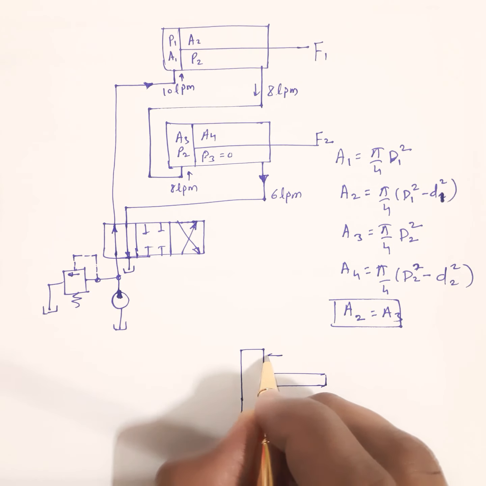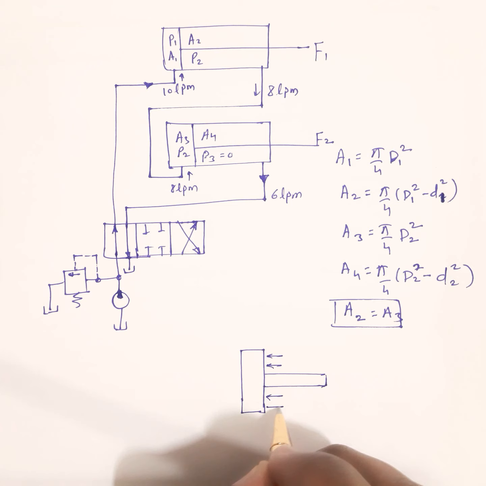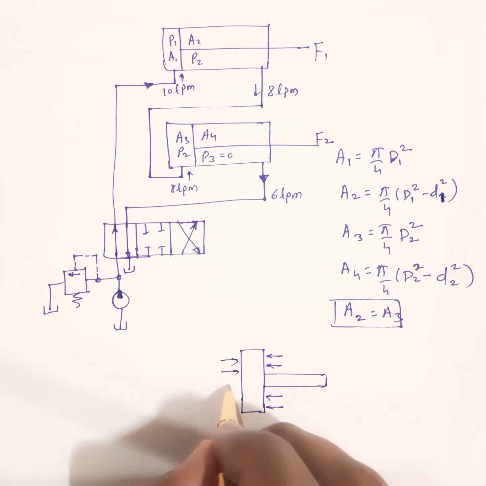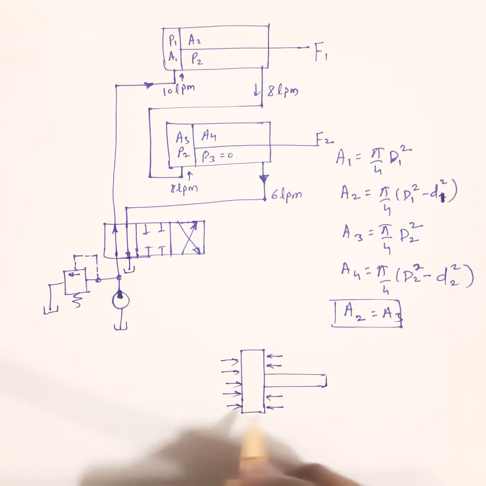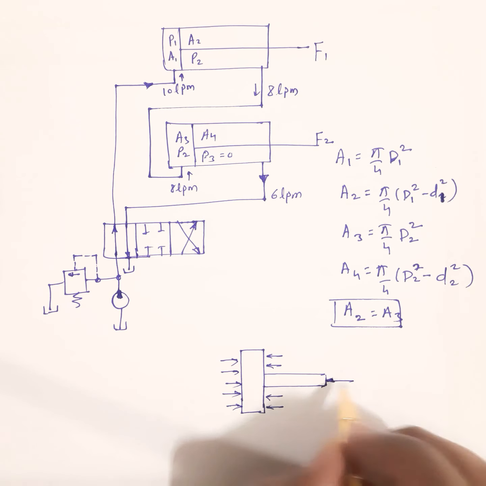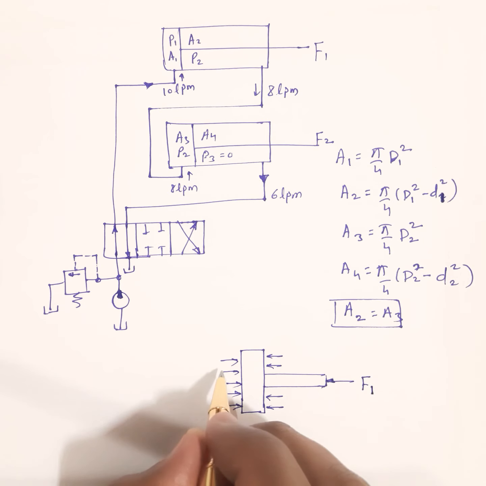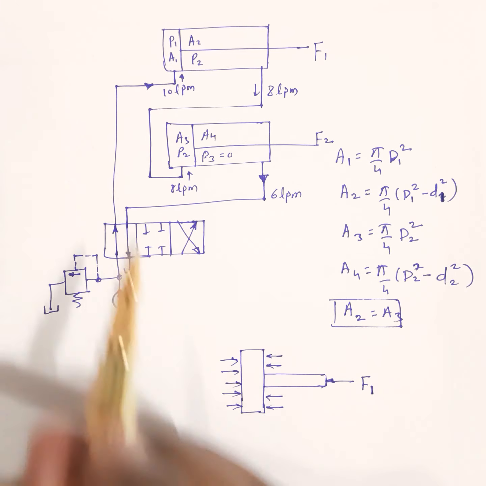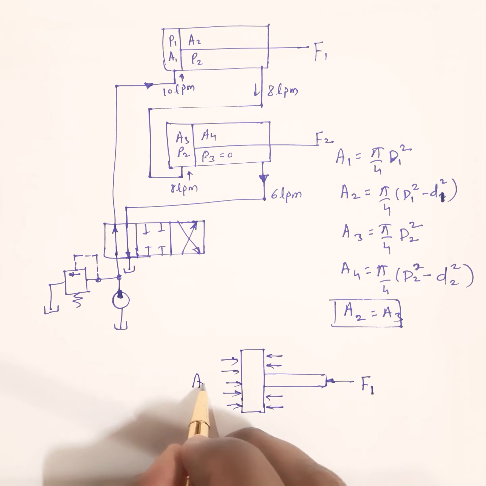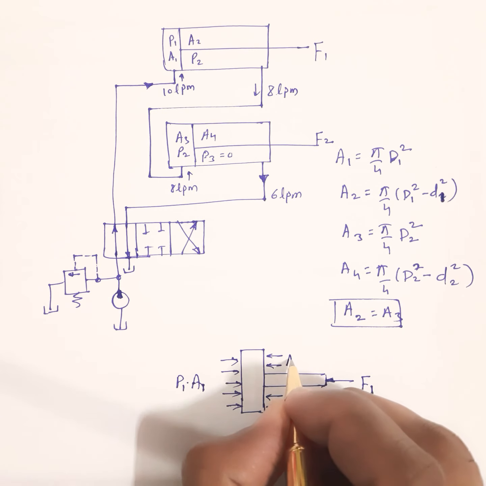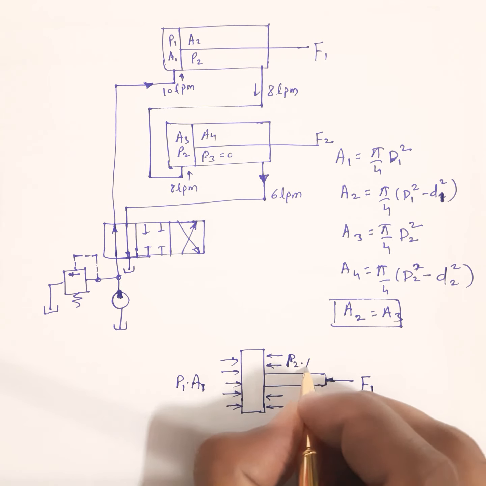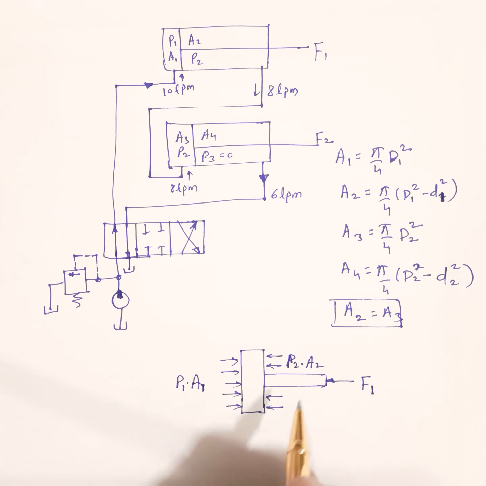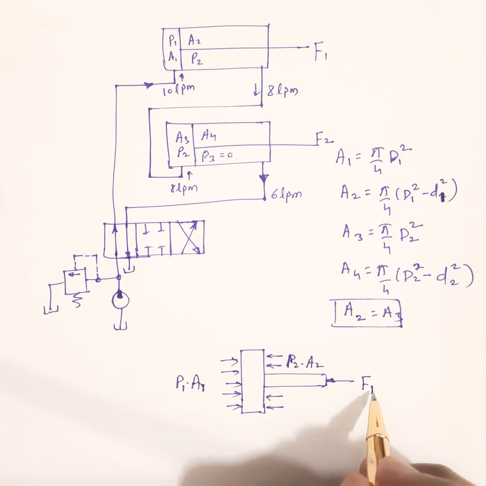Okay, so let us say this is piston 1, and here the opposing force is acting, and here this force is acting to move the piston in the forward direction, and here this force F1 is acting. So this force is nothing but pressure into area. Now here pressure is P1 and area is A1. So we will put P1 into A1 as the force. Here P2 into A2 is the force at this side, and here this is our F1.